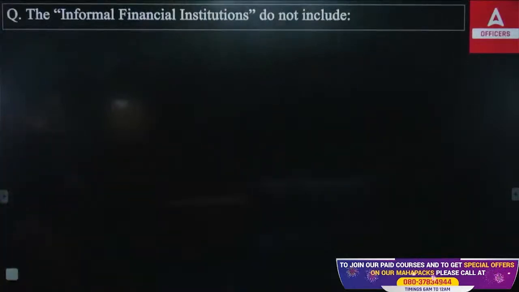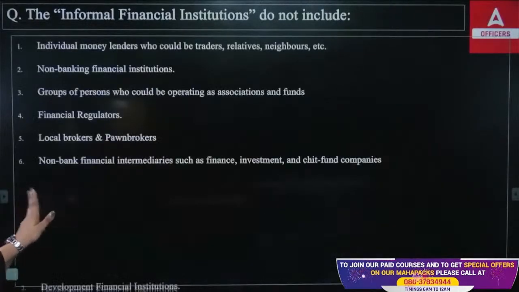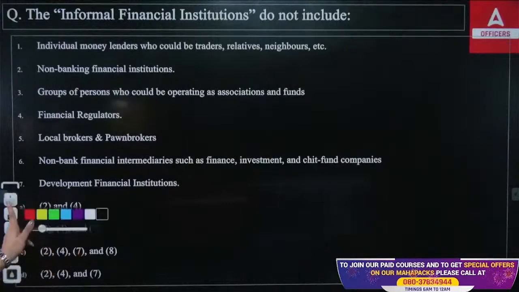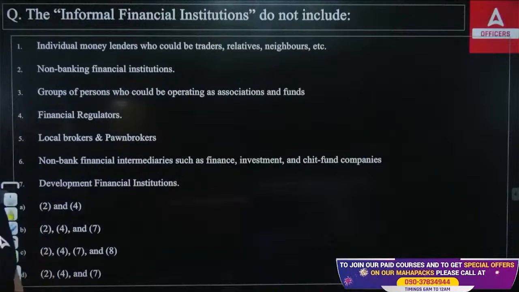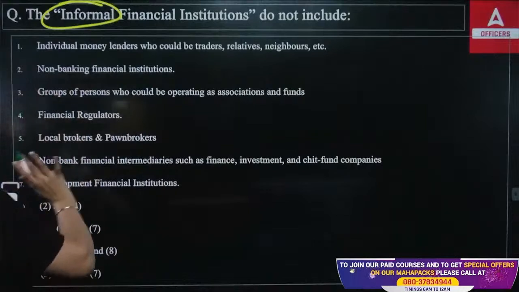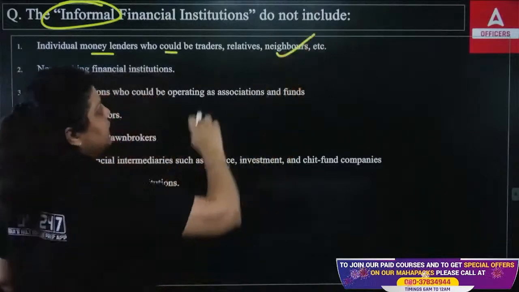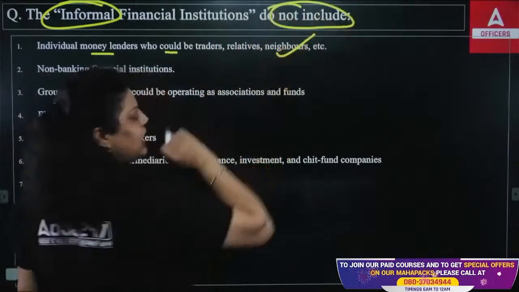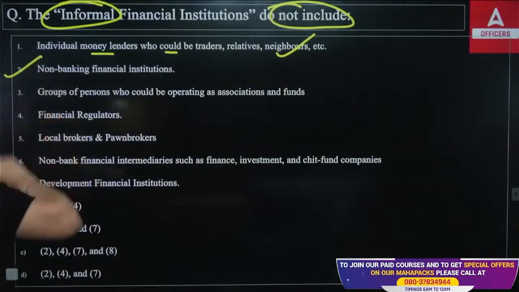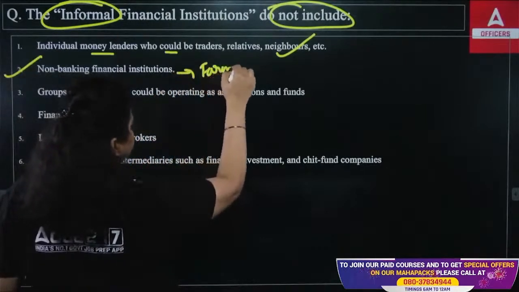Next, we have: the informal financial institution do not include. Out of these 7 examples, which of the following is not a part of your informal financial institution. So, informal means no regulatory body. First of all, individual money lenders could be traders, relatives, they are informal. Second option is non-banking financial institution, they are not informal. They are formal. NBFIs are formal. RBI regulates them.